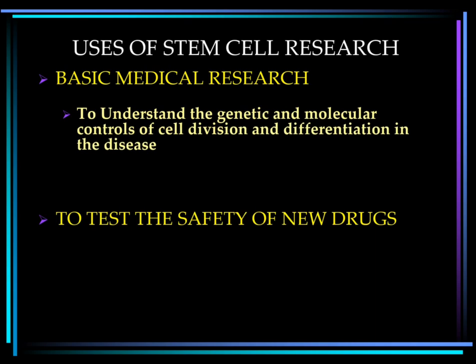So, what are the uses of basic stem cell research? You wonder, why are you doing all this? What are the uses? One is basic medical research. Stem cell research is the area of research that studies the properties of stem cells and their potential use in medicine. Or you could say, to understand the genetic and molecular controls of cell division and differentiation in disease, and to test the safety of new drugs too.